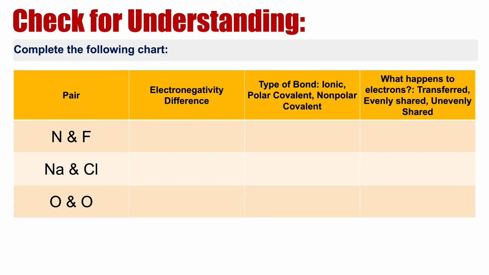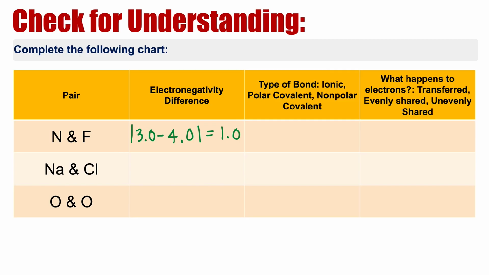Now what I want you to do is go through and find the electronegativity difference, and identify whether it would be an ionic bond, a polar covalent bond, or a nonpolar covalent bond. And would that mean that the electrons would be transferred, evenly shared, or unevenly shared?